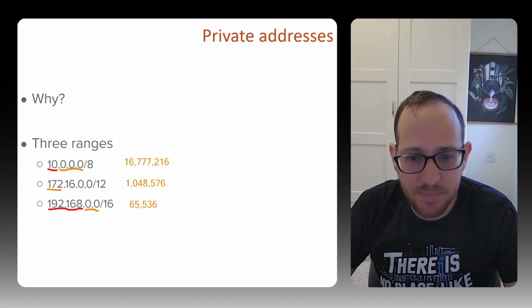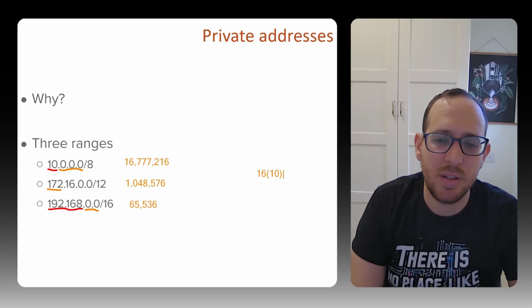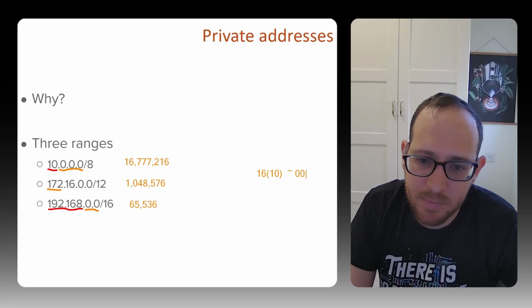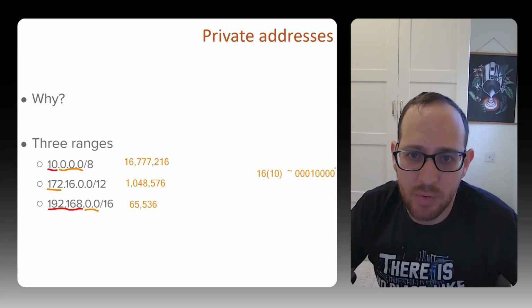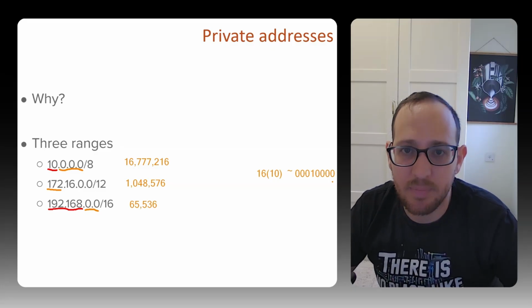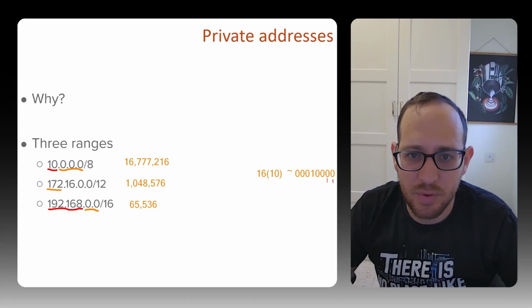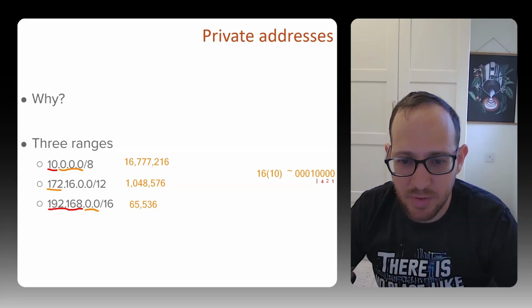So 16 in decimal notation is in binary. So we have this is 1. Let's practice binary for a bit. So the first bit, if it's on, it's 1. This one is 2. This one is 4. This one is 8. And this one is 16.